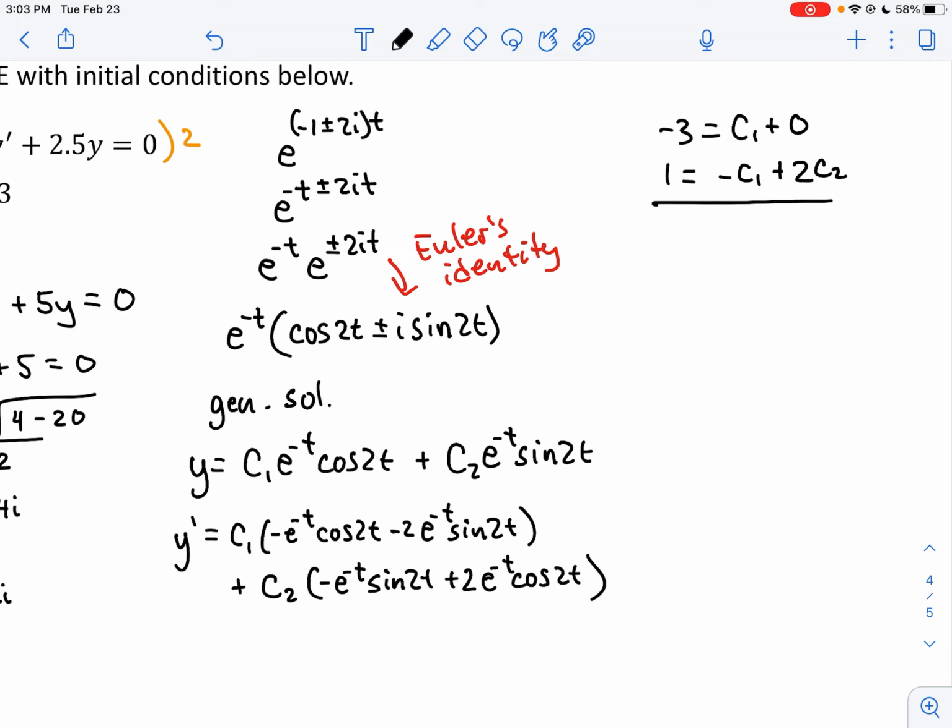Okay, so if I add the equations together now, I'm going to get negative 2 is equal to 2c2, which means that c2 is negative 1. So I'm going to get c2 is equal to negative 1, and c1 is equal to negative 3.